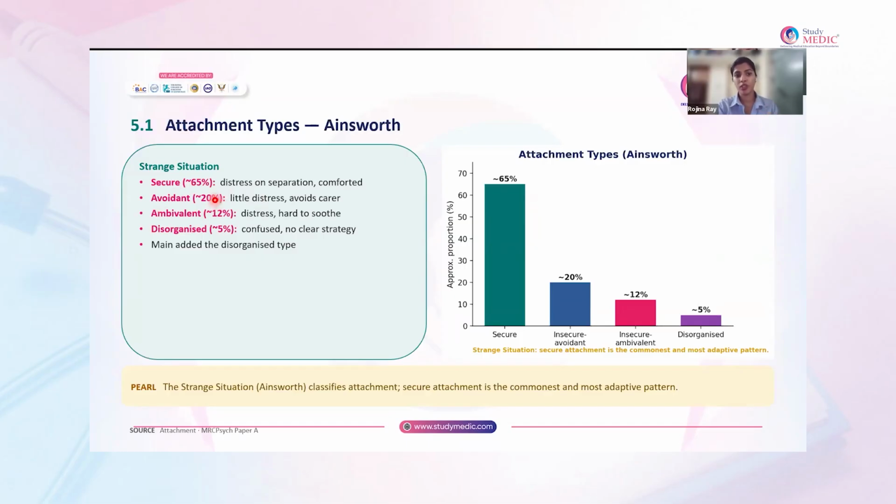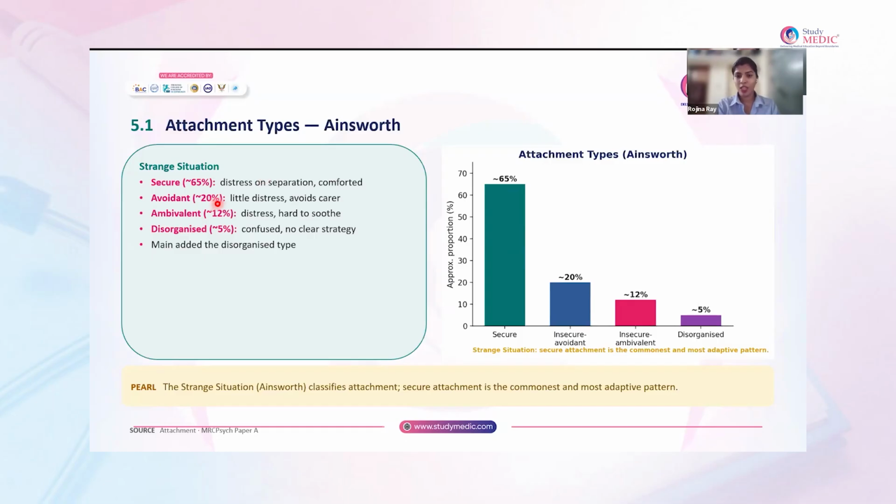This is based on how the children reacted when they saw the primary attachment figure, the parent or the mother. Children who were securely attached used their mother as a secure base for exploration, and they were easily comforted upon the mother's return. This is the most common type of attachment style, that is, secure attachment.